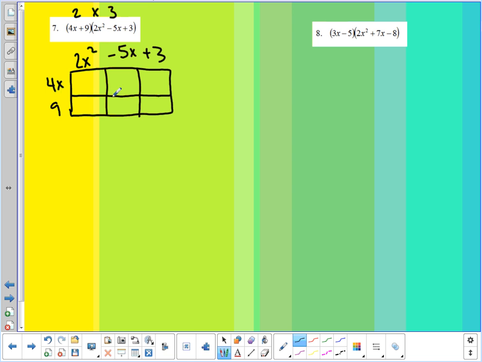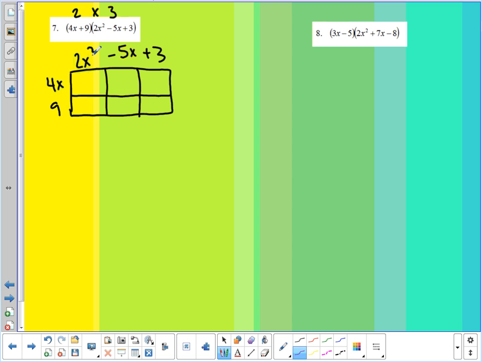Now, some of you may ask, could I flip that box and turn it so that it's this way? Sure, absolutely. You could put your trinomial over here and your binomial across the top. It wouldn't make a difference. It works the same way. So now let's look for our products in the middle.